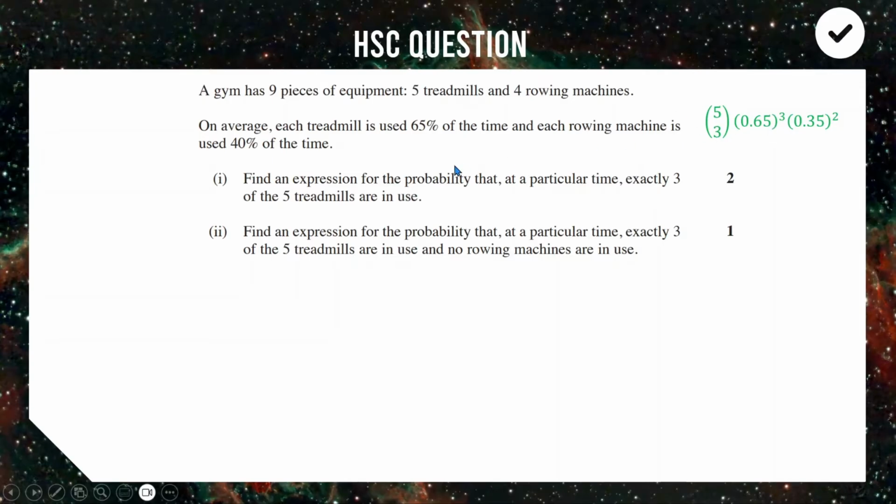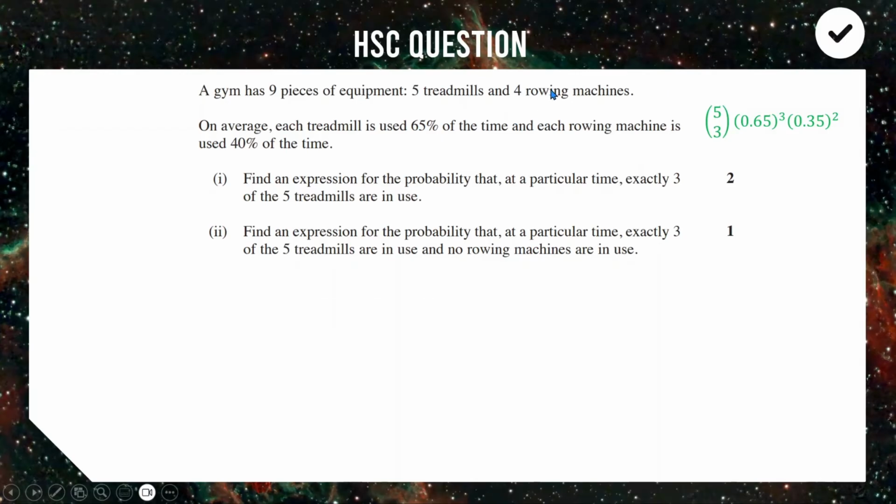All right, and part 2, find an expression for the probability that at a particular time, 3 of the 5 treadmills are in use. Already done that, awesome. And no rowing machines are in use. So we've already got our probability of 3 treadmills being in use right up here. We just need to multiply that by the probability that no rowing machines are in use. A rowing machine is in use 40% of the time, which means it's not in use 60% of the time. So we need a 60% likely event to happen.